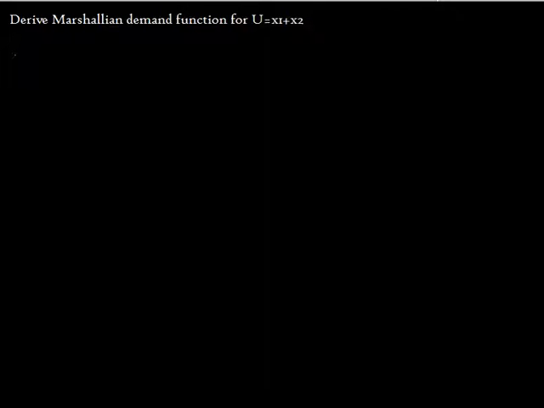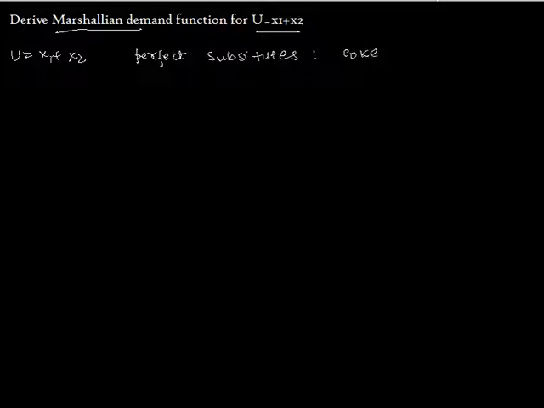Now, in this question, we're asked to find out Marshallian demand functions for u equals x1 plus x2. Now, u equals x1 plus x2 is the form of perfect substitutes. So it's like Coke and Pepsi for some people, tea or coffee for some people, and so on and so forth. So these are like perfect substitutes.